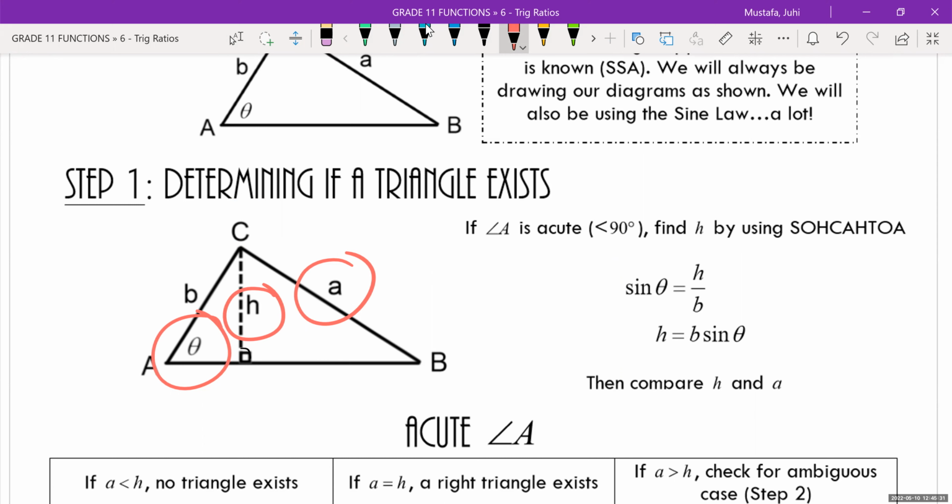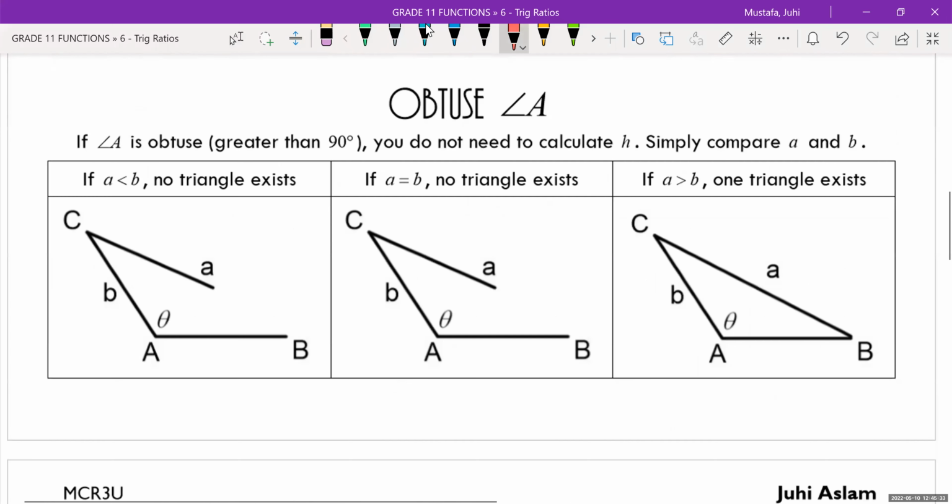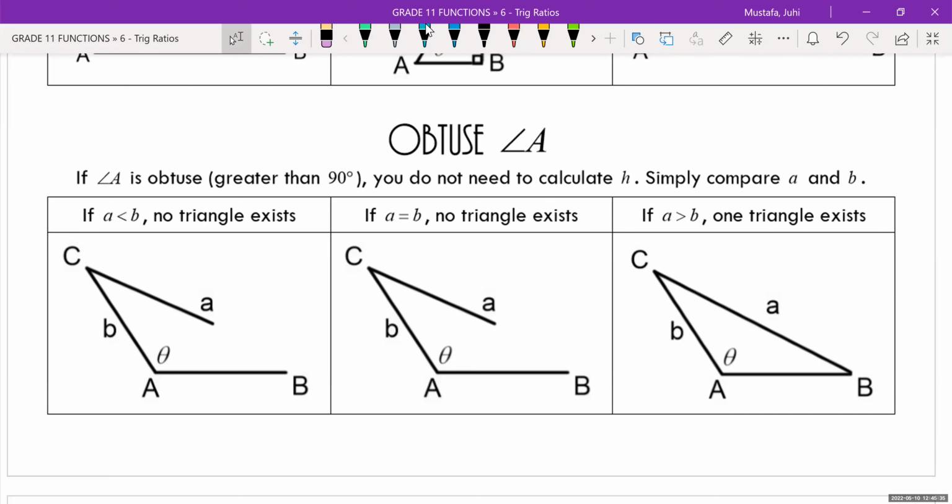If you did, it's okay. But if angle A is obtuse, greater than 90, you don't need to calculate H. You're just going to compare side lengths A and B, so this side length and this side length. When I'm doing examples, I always identify my obtuse angles first because I feel like those are the easiest ones. You don't actually have to calculate much. You just have to compare the two side lengths.